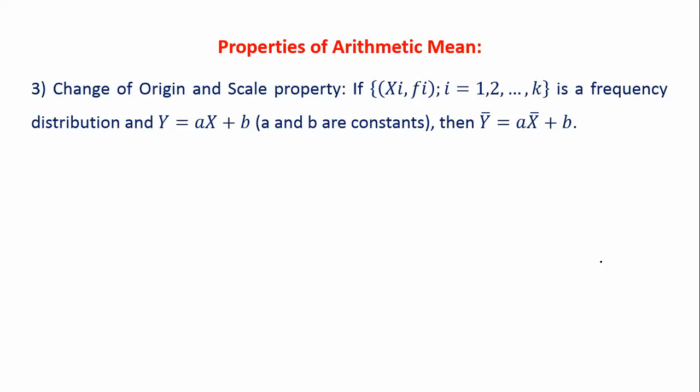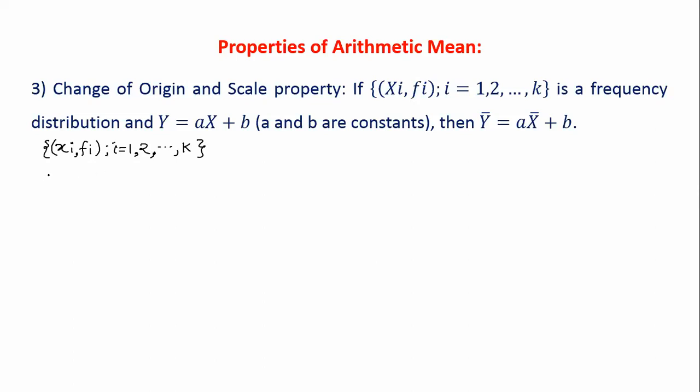Suppose x_i and f_i. This is grouped data with us. I have from 1 to k classes in the frequency distribution. And then y is equal to ax plus b, where a and b are constants, then y bar is equal to a x bar plus b. Very easy. So we already know the justification of the same, as we have x_i and f_i, with 1 to k classes.